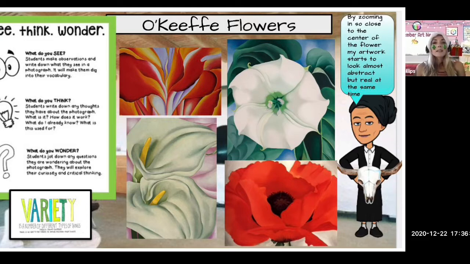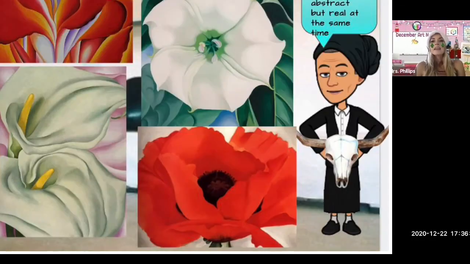Whenever I like to look at a piece of artwork like Georgia O'Keeffe's, it's important to think about what you see, make an observation, and think about using the vocabulary that we've learned in art. Also, think about any thoughts that you have when you look at her artwork. Does it make you wonder anything, like how she made them or why she decided to make them so close up? By zooming in very close on the center of the flower, her artwork, even though it looks very realistic, starts to kind of become abstract because of the shapes and the colors and the texture that you see.